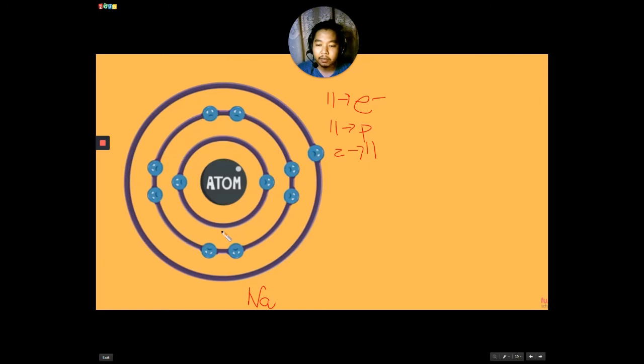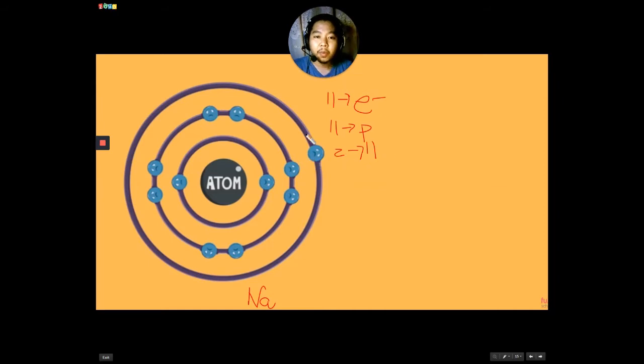Hopefully nakikita nyo yung movement ng aking cursor. So inner electron, this is your outer electron, or the so-called valence electron. Once it has been removed, it becomes a free electron. So there are three kinds of electrons: the core or inner electrons, the outer, or more known as the valence electron, and then the free electrons.